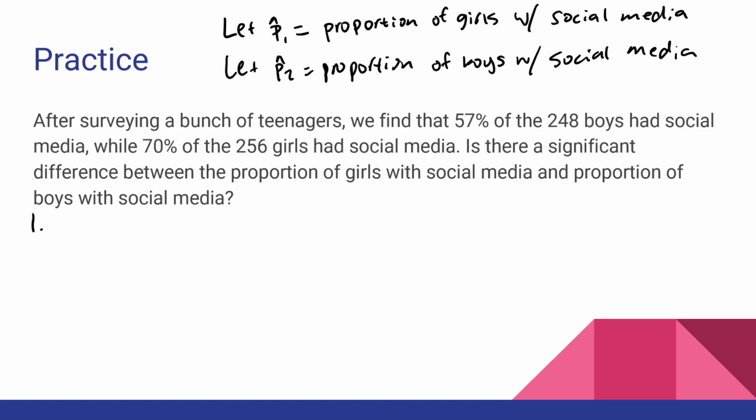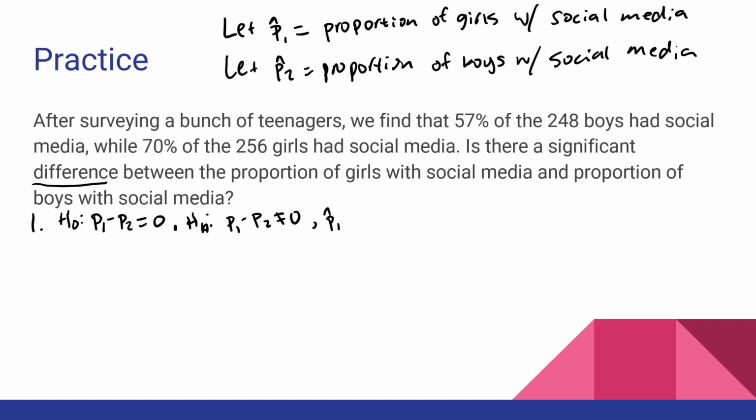So what is our null hypothesis, first of all? Our null hypothesis will always be the same thing, that p1 minus p2 is equal to 0. Not p hat 1 and p hat 2, but p1 and p2. Our alternative hypothesis: going back to the question here, it only asks if there's a difference. It doesn't ask if the girls have more social media accounts or if the boys have more. It's not asking for which one is bigger. So because there's no direction specified, we can just say that p1 minus p2 is not equal to 0 for our alternative hypothesis.